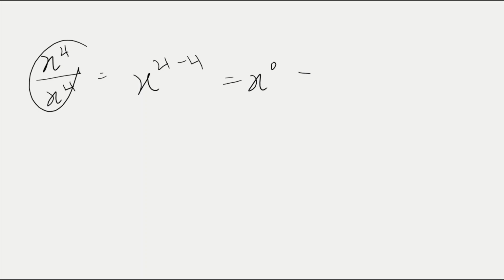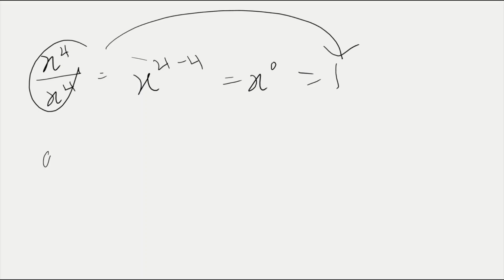Now every number to the power of 0 will give you 1. Anything. Because you remember that any value divided by itself gives 1. So to make it simpler, x to the power of 4 divided by x to the power of 4 is x to the power of 4 minus 4. And this is x to the power of 0. And this basically equals 1.